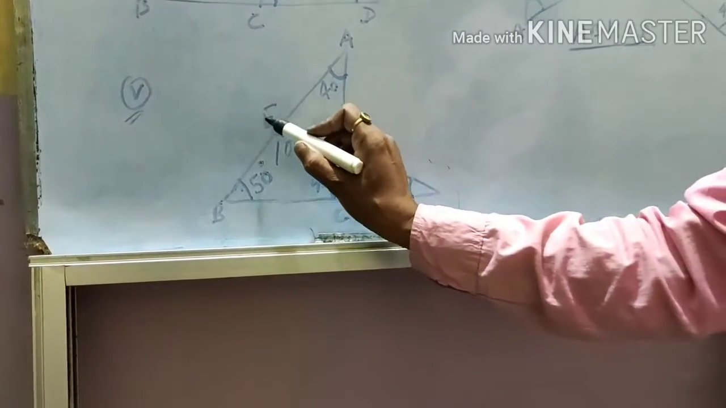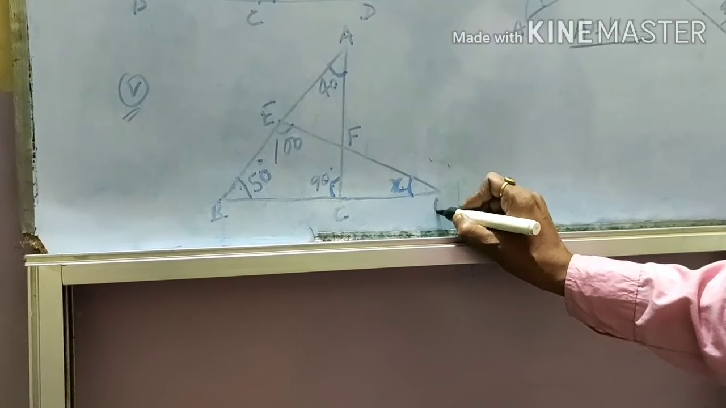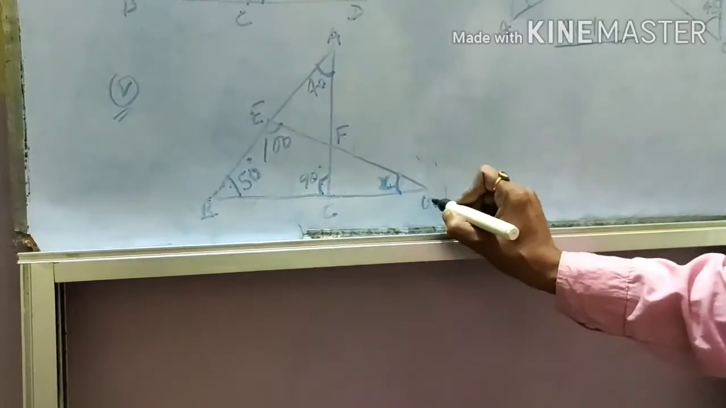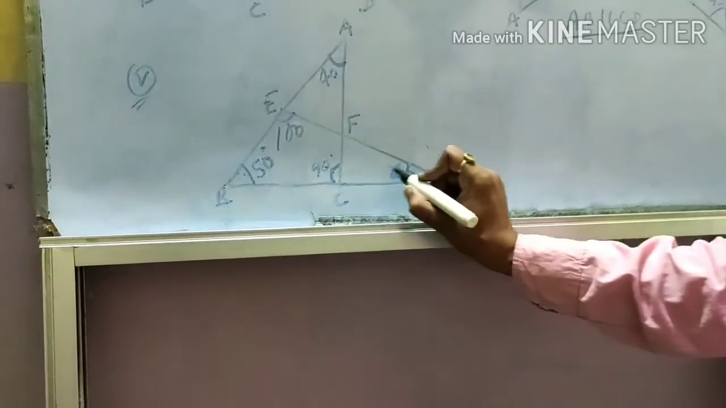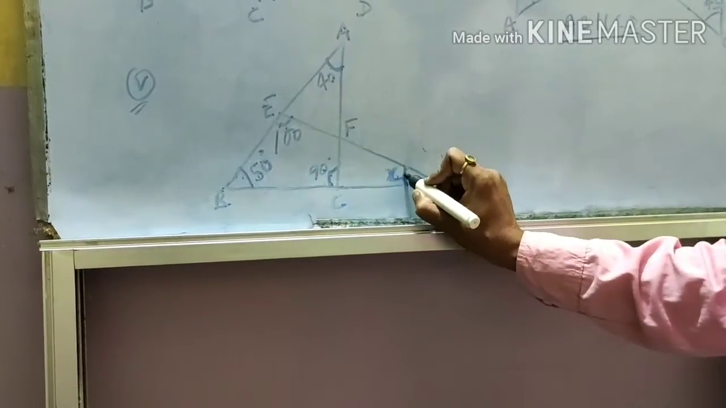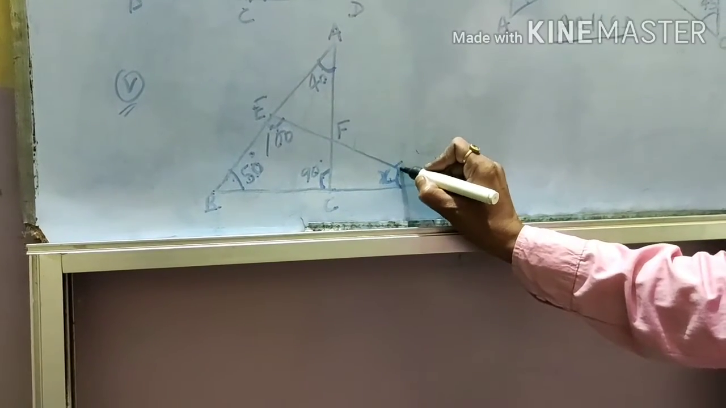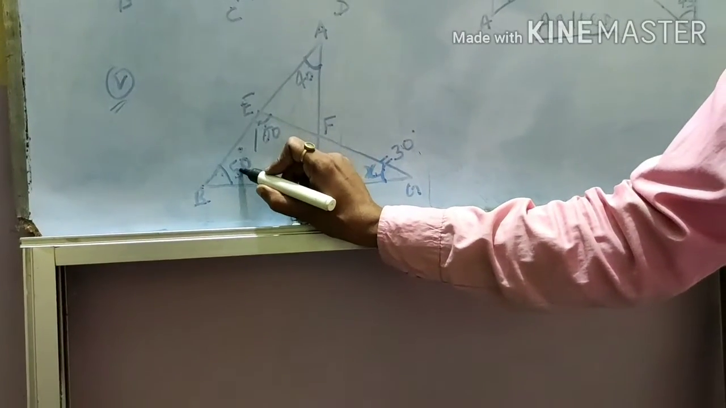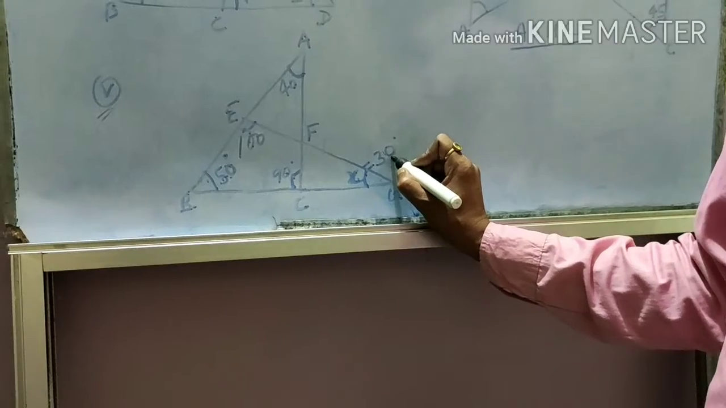Again, student, EBG, suppose this point is G. In triangle EBG, the sum of three angles is 180 degree. This angle is 100 degree, this angle is 50 degree, so we can say this angle is equal to 30 degree, because 100 plus 50 is equal to 150, and 180 minus 150 is equal to 30 degree.